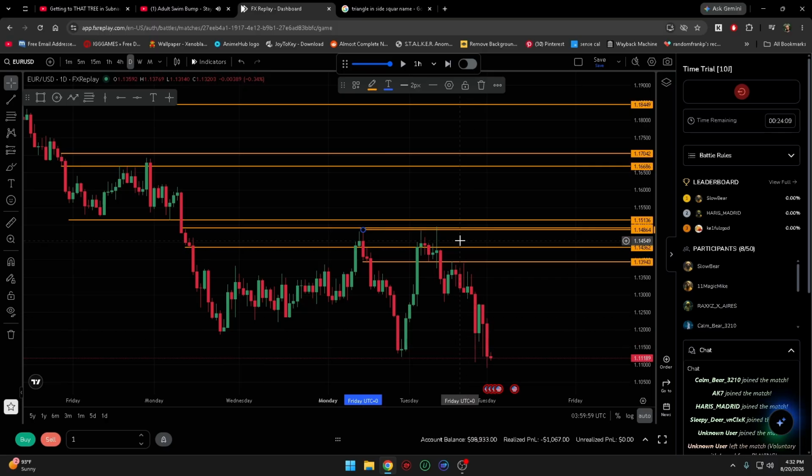Then you know you can't have a tight stop loss because of spread and stuff, so probably place it like this. This is getting interesting. Pivot candle.